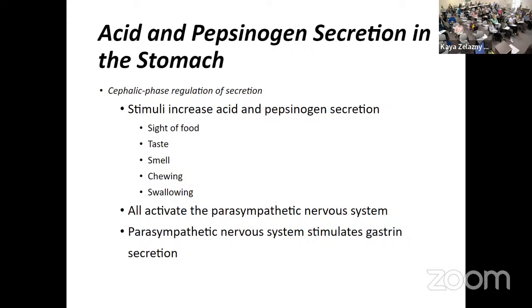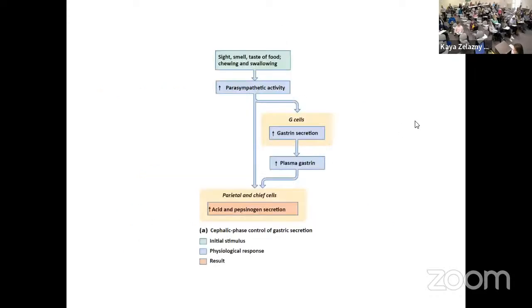Be things like the sight of food, the taste of food, the smell of food, as well as the feeling of chewing and swallowing, right? So essentially from those mechanoreceptors, maybe the chemoreceptors in your mouth and in your throat when we're thinking about swallowing. All of this is going to activate the parasympathetic nervous system. And then that parasympathetic nervous system has an effect down on the stomach, which is to stimulate the gastrin, which we saw in that previous slide as one of the more immediate ways that we're signaling the release of acid and pepsinogen. Yeah. So we're going to have a flow chart here.